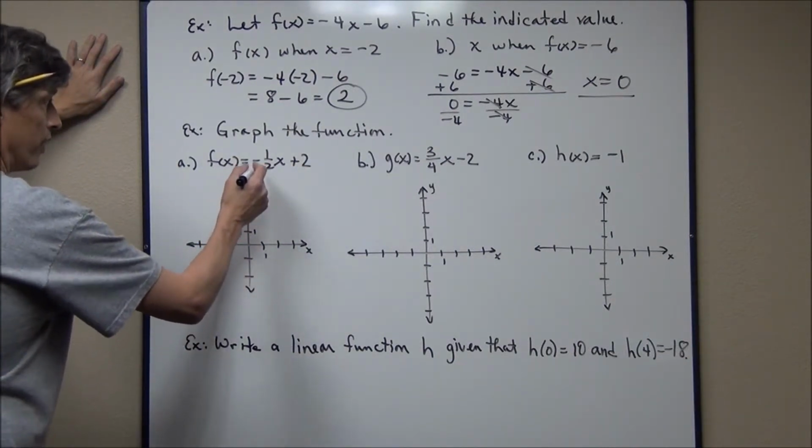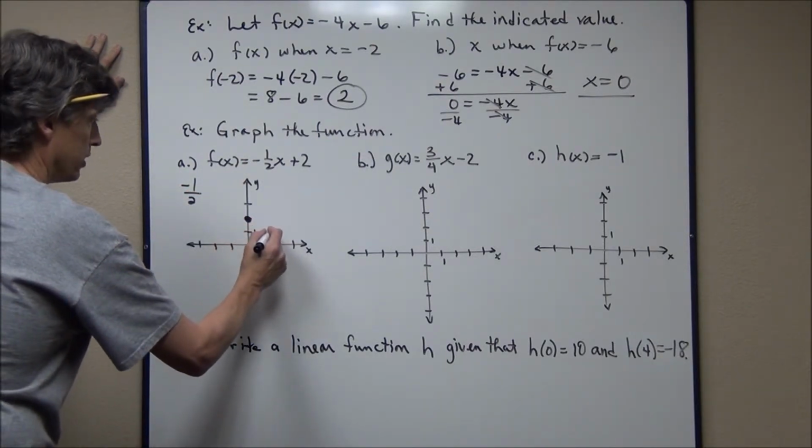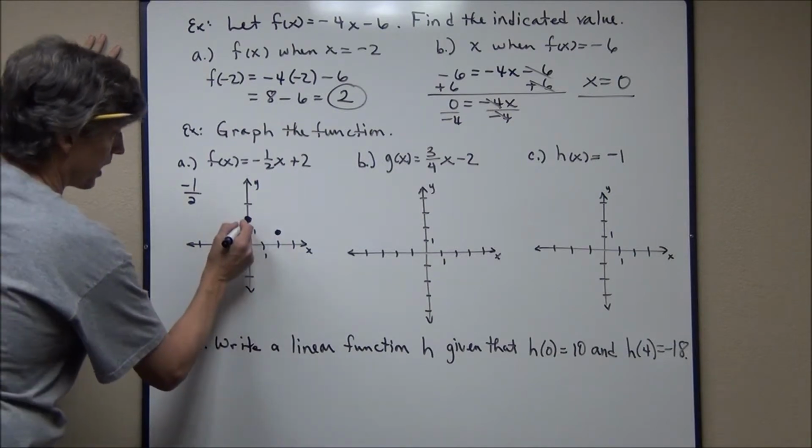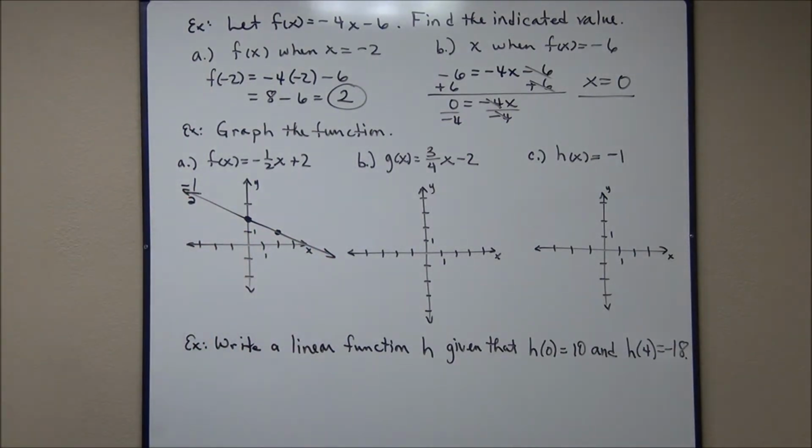Negative 1/2, I'm going to think of this as negative 1 over positive 2. I'm going to go down 1, right 2. And I have my second point. I would grab a straight edge, and I'm graphing my line to go through those 2 points.